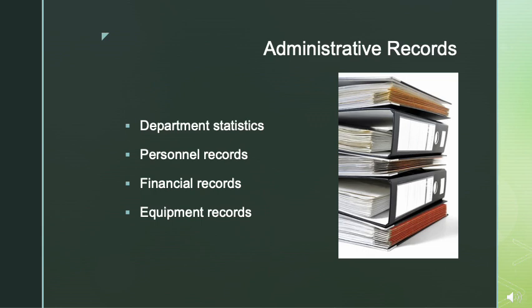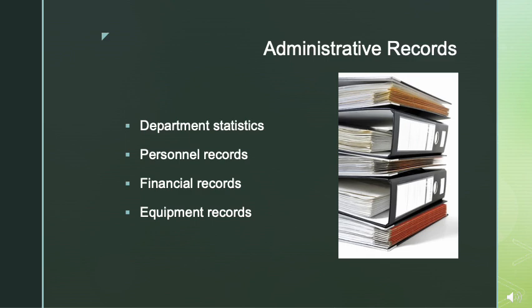Administrative records include several components that support the management of the department. First, department statistics. These track patient numbers, types of services, and frequency of treatments. They help identify trends and measure departmental performance. Second, personnel records. These include information about staff such as qualifications, schedules, attendance, and performance. They support workforce management. Third, financial records.